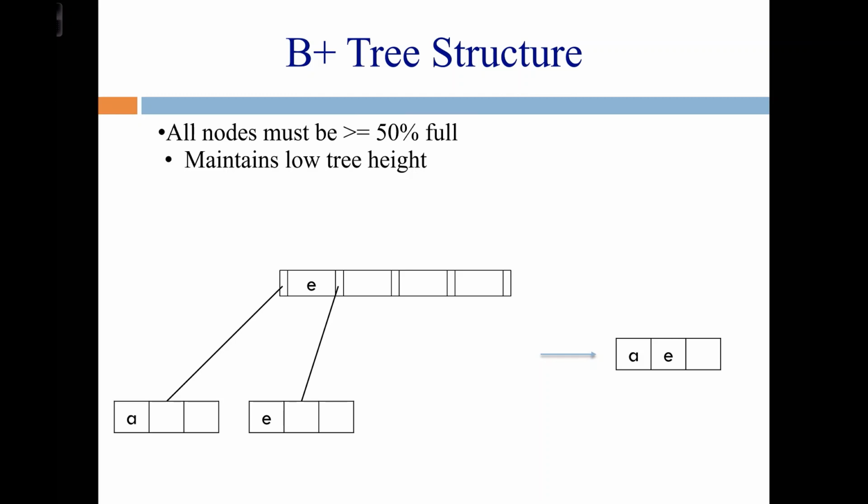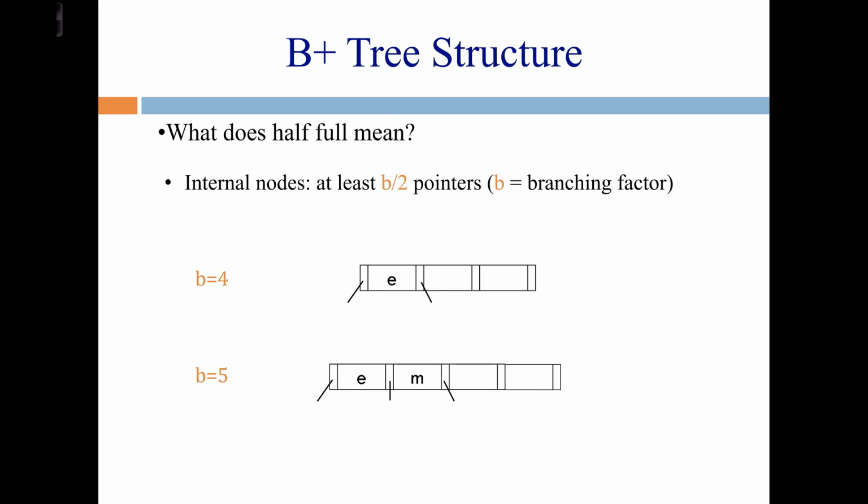It's different for internal nodes than it is for leaf nodes. For internal nodes, it's defined by the branching factor. So if the branching factor is b, then the node needs to have at least b/2 pointers in it in order to be considered half full. So let's look at this first node where the branching factor is 4, so 4 pointers in this node. And 2 of them are used, so this node is considered half full. Even though it only has 1 out of 3 possible keys, it's not considered 1/3 full, it's considered 1/2 full since it's based on number of pointers.